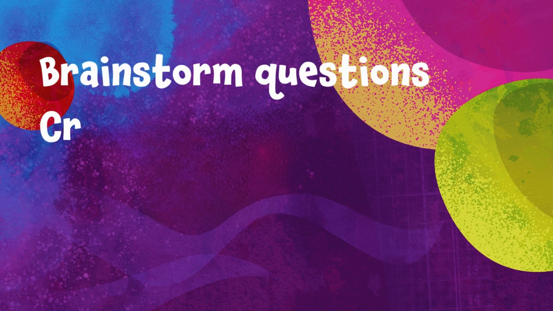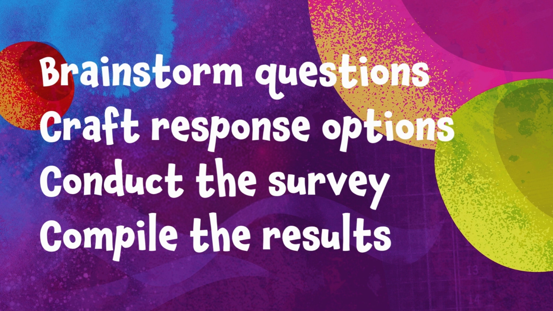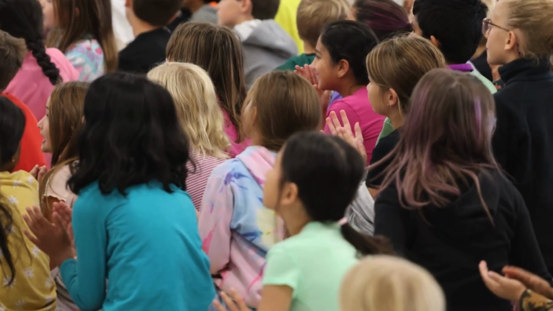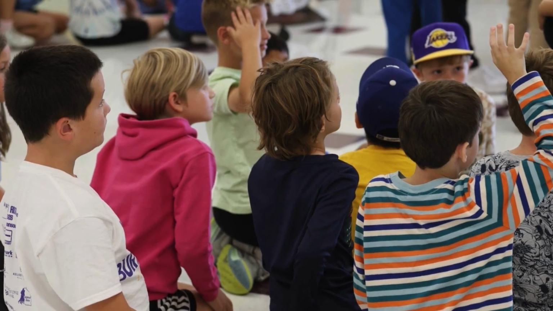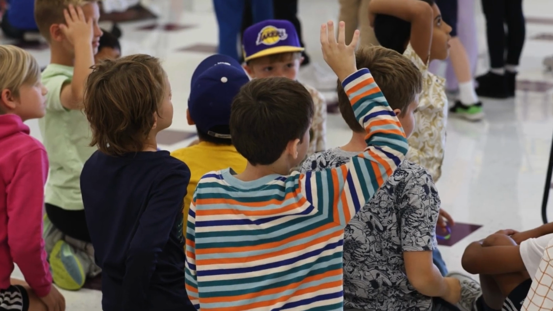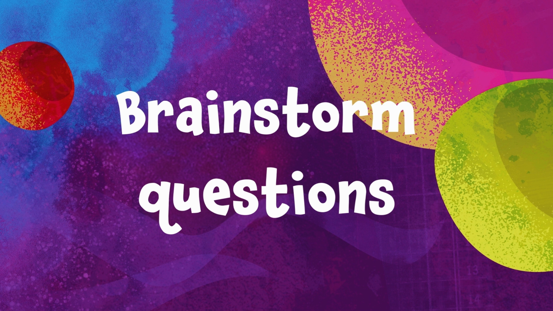We'll focus on several aspects of surveying kids today: brainstorming questions, crafting response options, conducting the survey, and compiling the results. You've probably experienced this, but especially in kindergarten, first grade, second grade, kids haven't developed a filter yet. And they have so many amazing, curious questions. So let's tap into that and find out from them what the most interesting questions that they could answer would be. Here are some example questions.